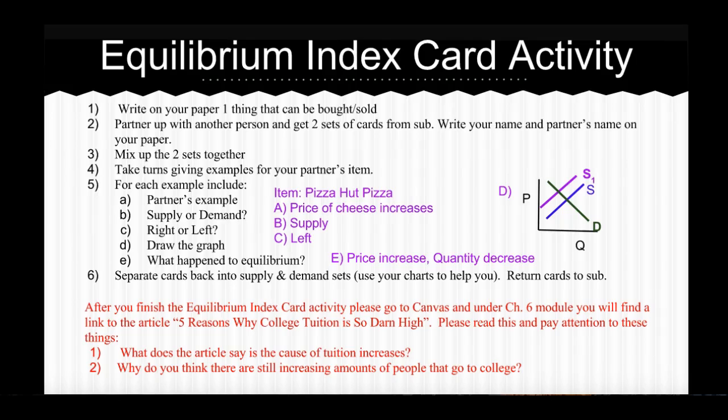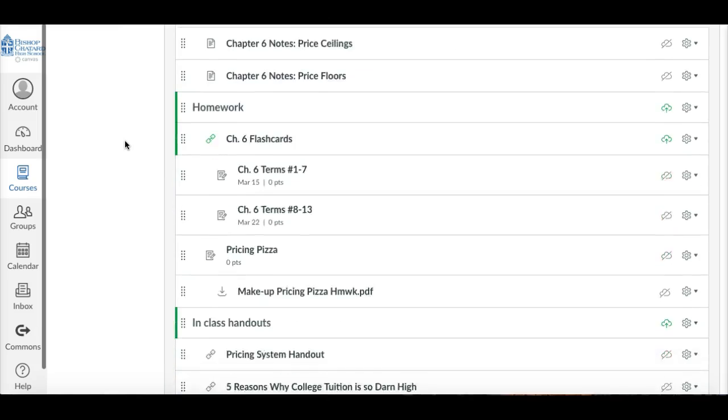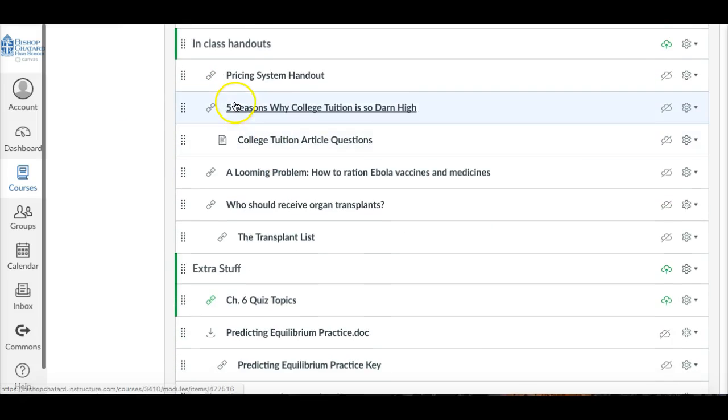Ultimately, on Canvas, in Chapter 6, you're going to go under where it says in-class handouts. It says 5 reasons why college tuition is so darn high. Underneath that it says college tuition article questions. There are 5 questions that I want you to answer with your partner. Again, you're going to answer on one paper, but you're going to have both of your names on it and you're going to turn it in. So please make sure that you are careful and pay attention to that.